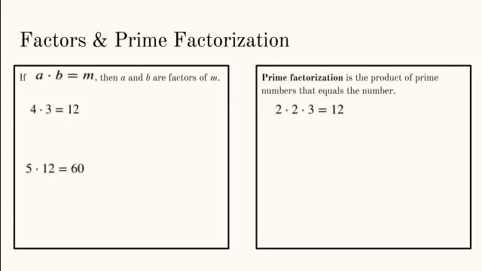Another number, 5 times 12 is 60. I can say that 5 and 12 are factors of 60. But that's not the prime factorization because 12 breaks down quite a bit. 12 could be broken down into 2 times 2 times 3. That's its prime factorization. Then times 5 would be my 60. There's your total prime factorization.